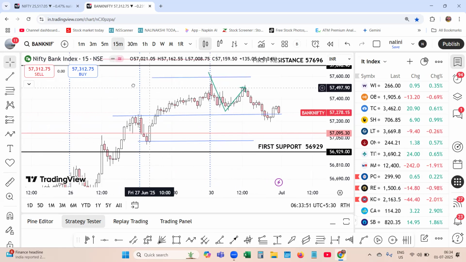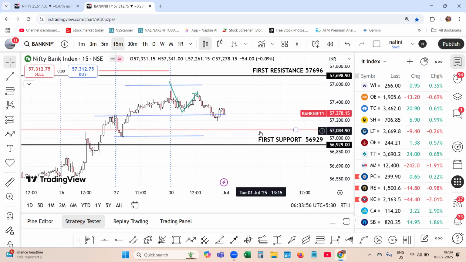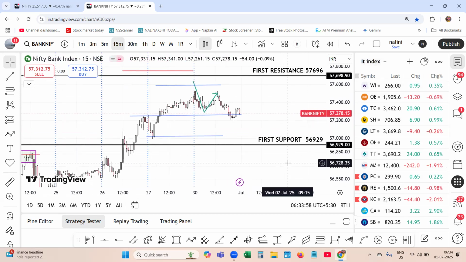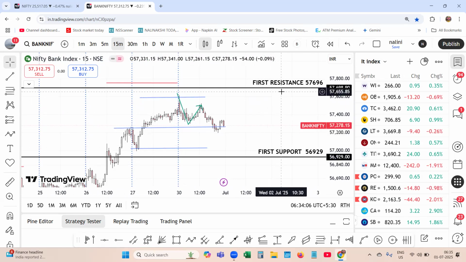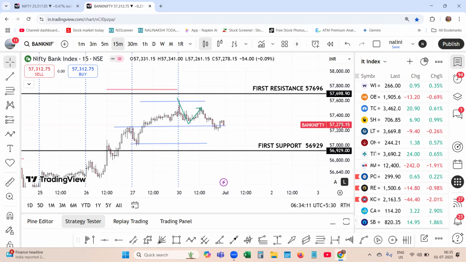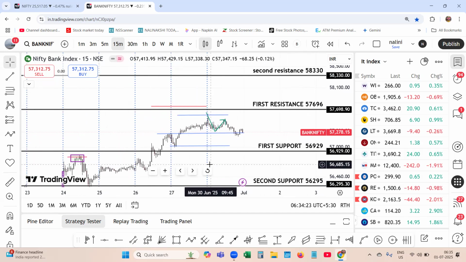The price action is within this, and we need to see what sort of price action we can see in the market. So first support to note down is 56,929 and 57,696 on the upper side. And the extreme resistance, second resistance, 58,330, and second support is 56,295. So it is a deep down correction.